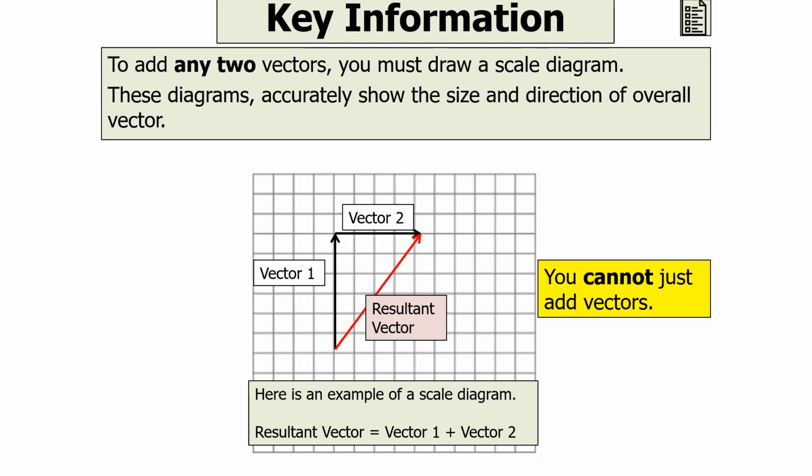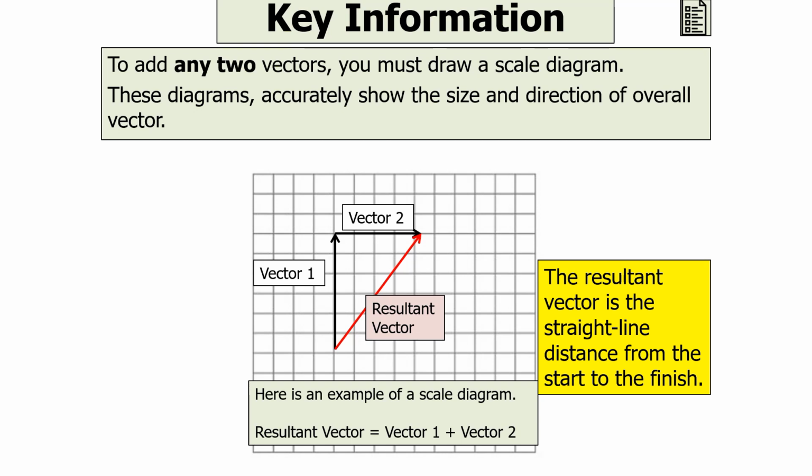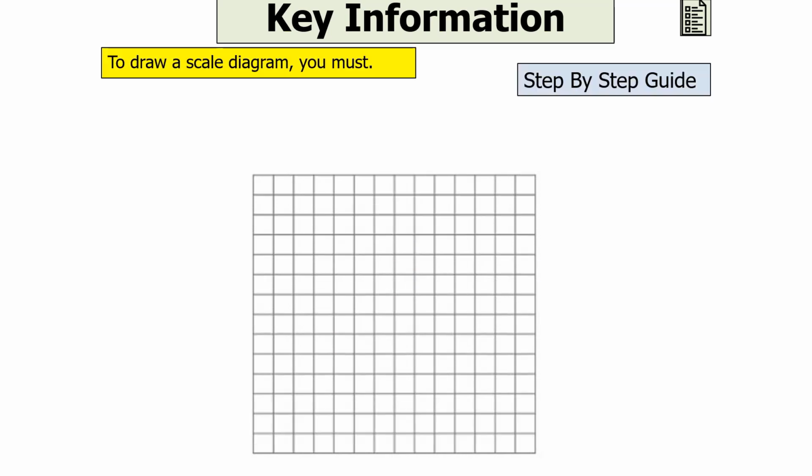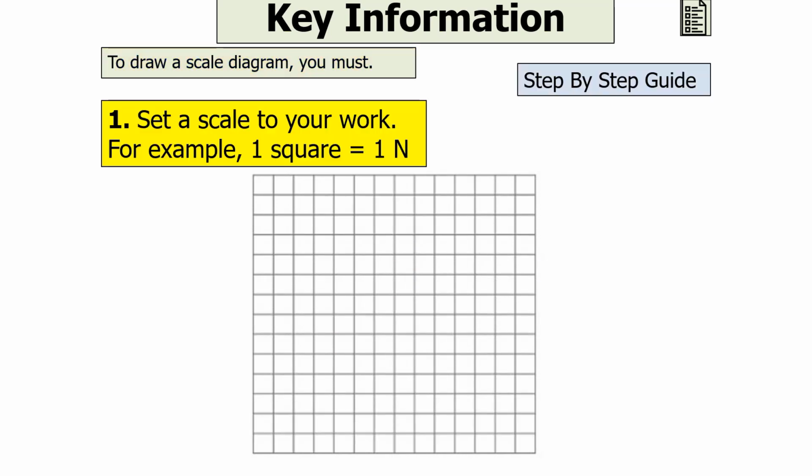Now you cannot just simply add vectors, because the resultant vector is the straight line distance from the start of the vector to the finish of the vectors added together. Now this method of working out the resultant vector is known as the triangle method. So to draw a scale diagram, you must firstly set a scale to your work. So for example, you could say 1 square equals 1 Newton.